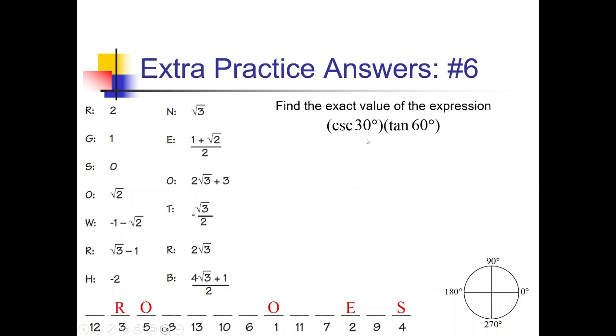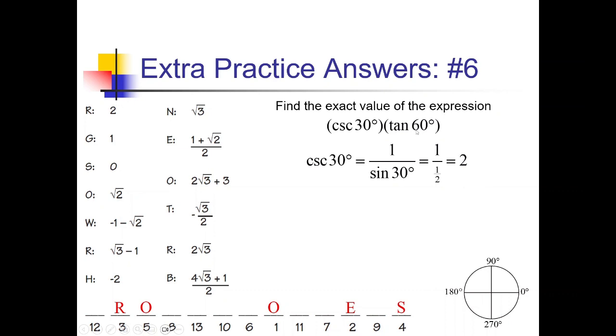For number 6, we have cosecant of 30 times tan of 60. Cosecant, that's the first time we've seen this one on this puzzle. That's really 1 over sine of 30. And sine of 30 we saw was 1/2. So this is 1 over 1/2. Multiplying by the reciprocal, I have 1 times 2 over 1, which is just 2. So that's my cosecant of 30.